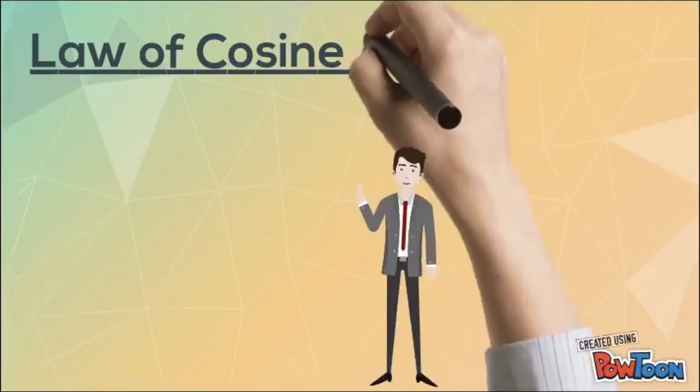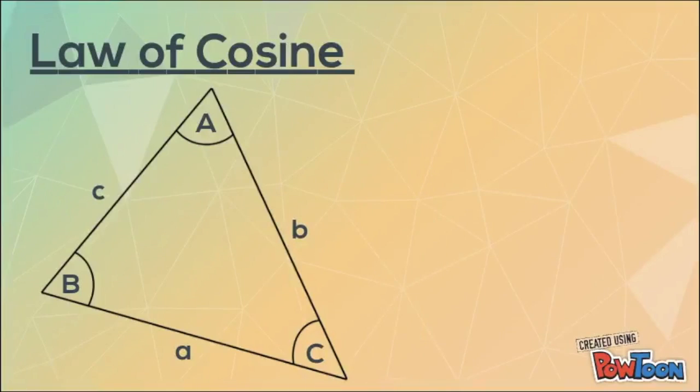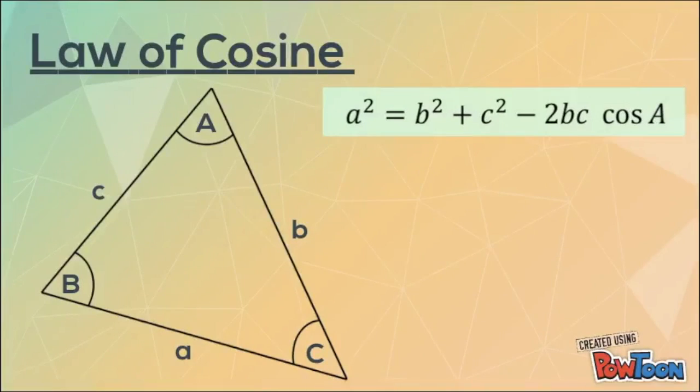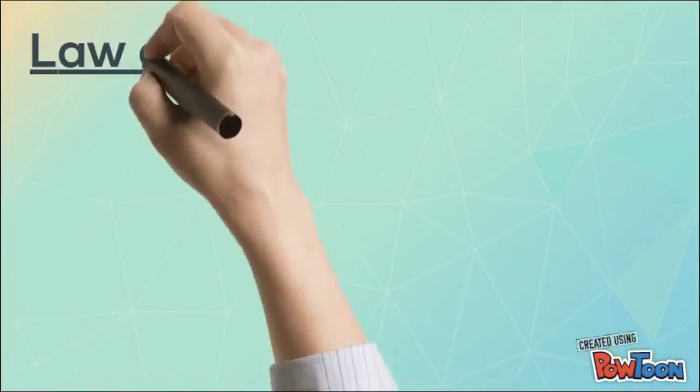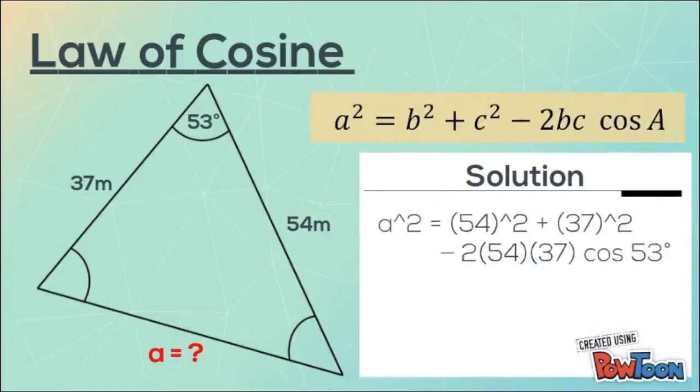On to the next law, it is the law of cosine. It is also used in a triangle and also applies to any triangle. However, the formula of the law of cosine is a squared equals b squared plus c squared minus 2bc cosine A. For example, you are given a length b of 54 meters, length c of 37 meters, and angle A of 53 degrees. To find the length of a, you can apply the formula of cosine and the answer should be 43.4 meters.